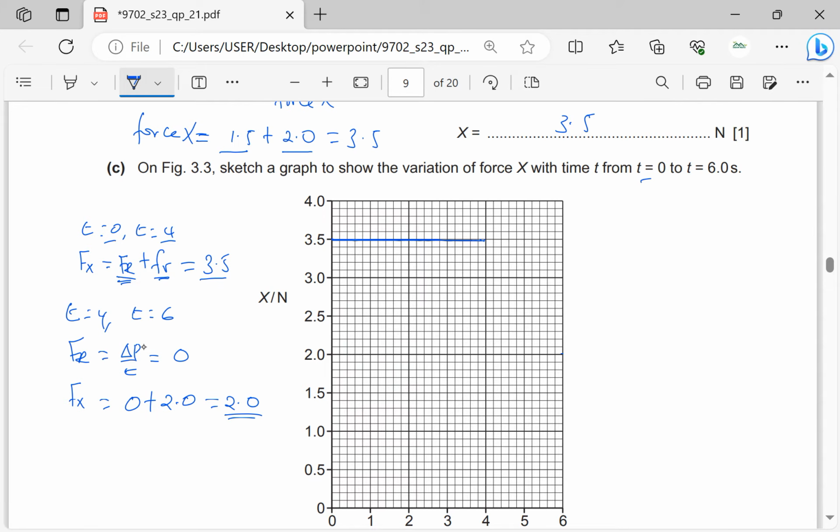So this is going to be another horizontal line. So just have a step like that. So that is going to be the graph.